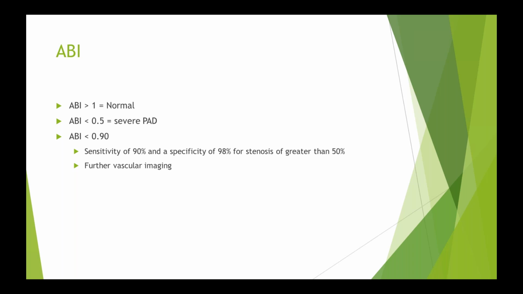An ABI greater than 0.9 decreases the likelihood of any arterial disease. Thus, the patient may be observed.